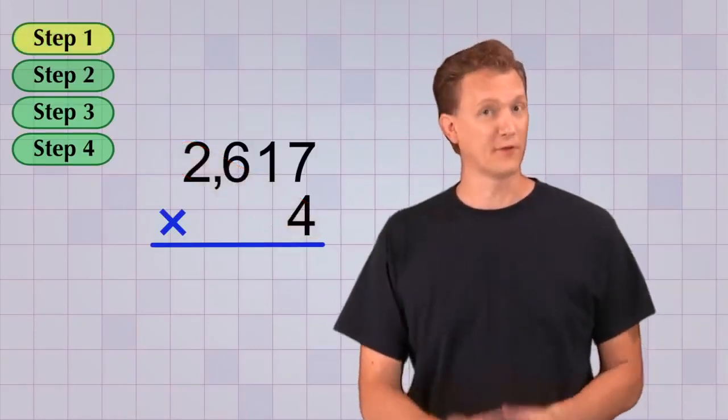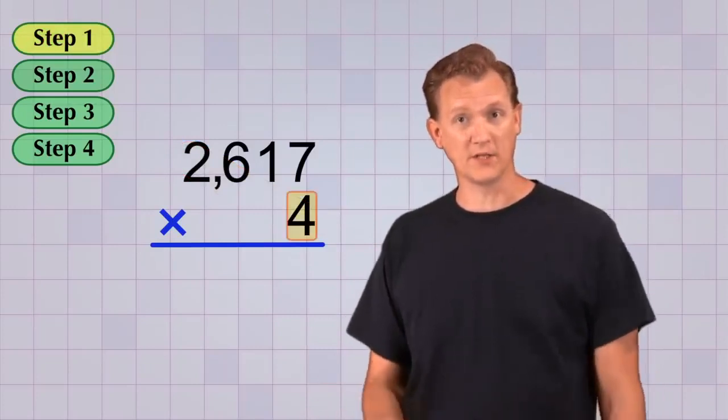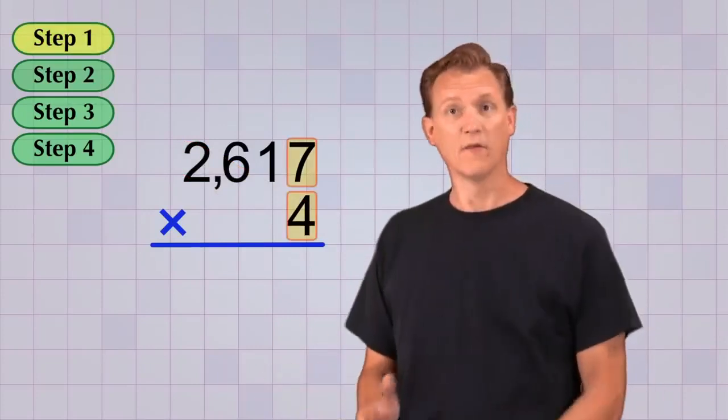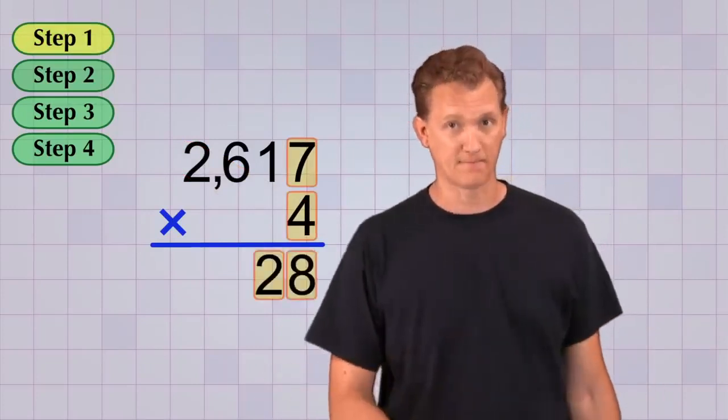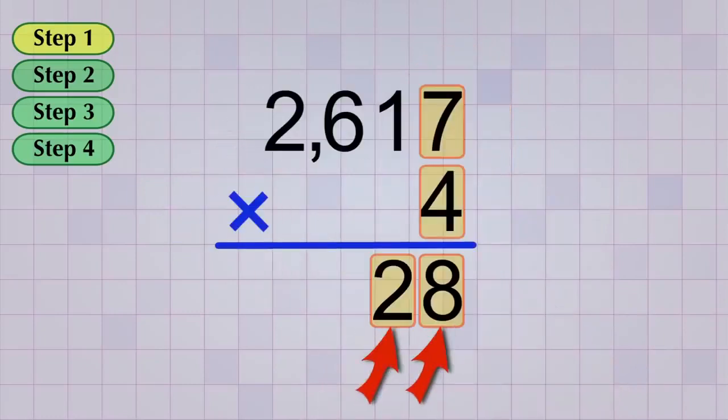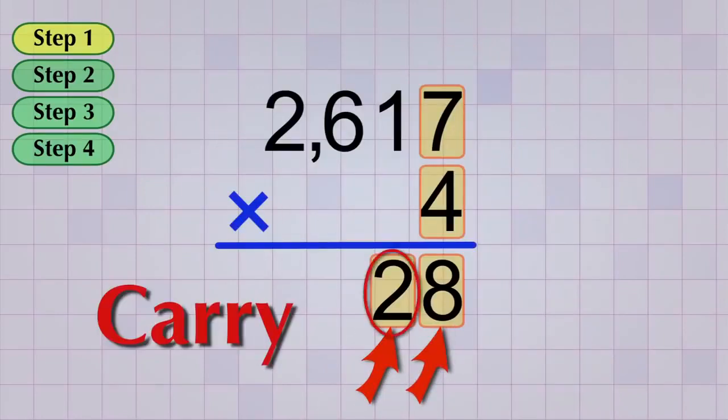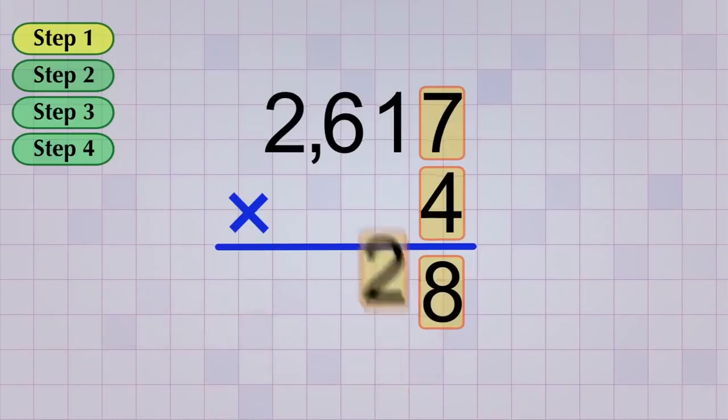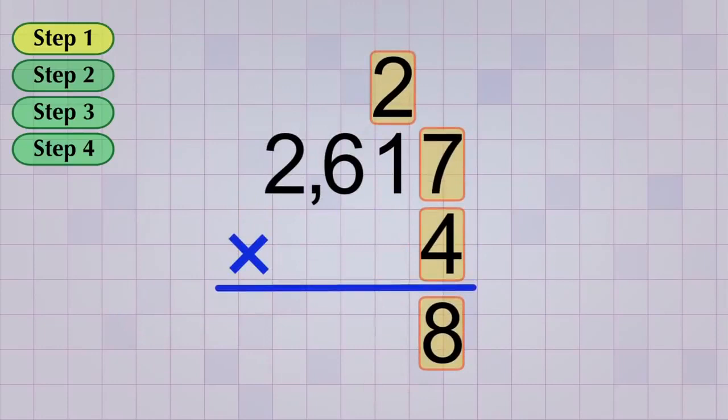Okay, here we go with the first step. We multiply the bottom digit by the top digit in the ones place. 4 times 7 equals 28. Because we have a 2-digit answer, we need to carry the digit that'll be in the way. We're going to add it back in after we complete the next multiplication step. So we carry the 2 to the top of the tens column, and we leave the 8 where it is. Now we can do the second step.